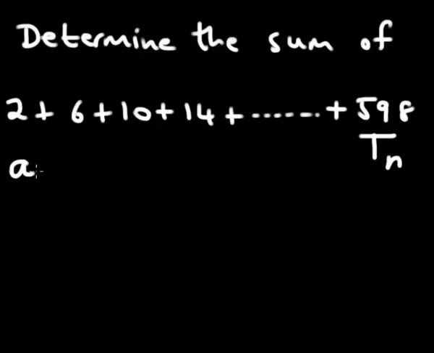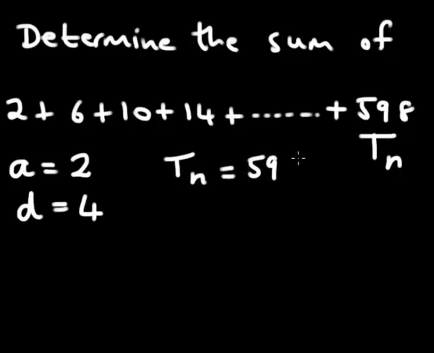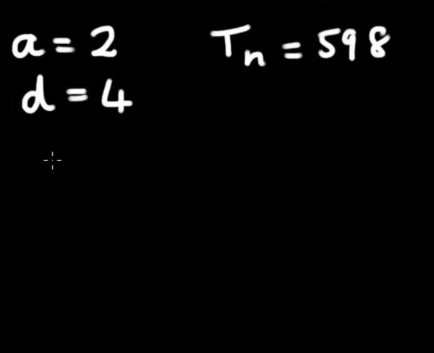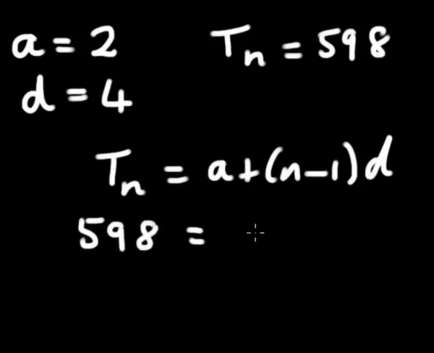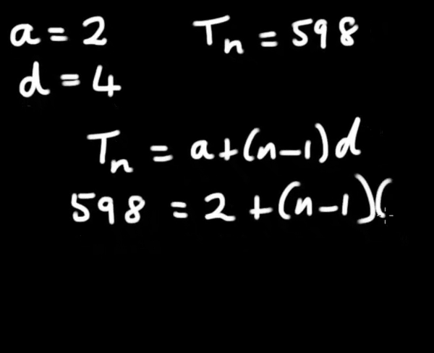I know it's arithmetic, so the first term is 2. The constant difference is 4. We've got a term with an unknown position, which we want to work out. To do that, we're going to use the formula for the nth term of an arithmetic sequence. The term with the unknown position is 598, the first term is 2, we don't know what n is, that's locating its position, and the constant difference is 4. So let's see what n is.